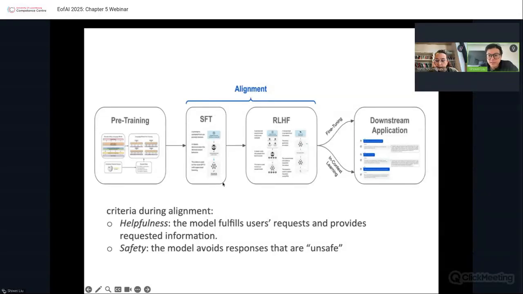And after you get your model, you can use it to do any kind of downstream application, like question answering and text summarization. You can even ask it to write code, write an article, or generate any kind of video associated with your text.